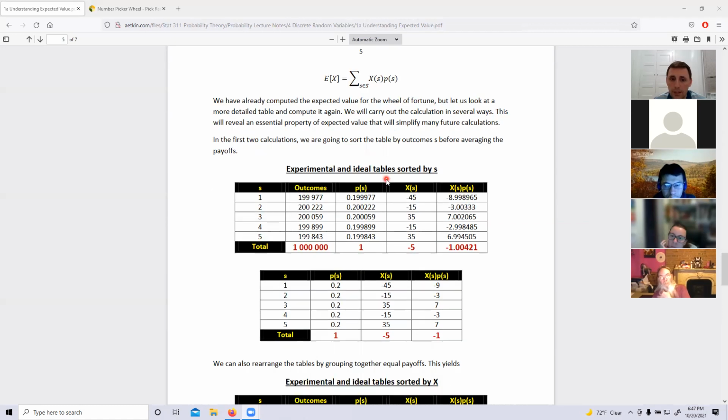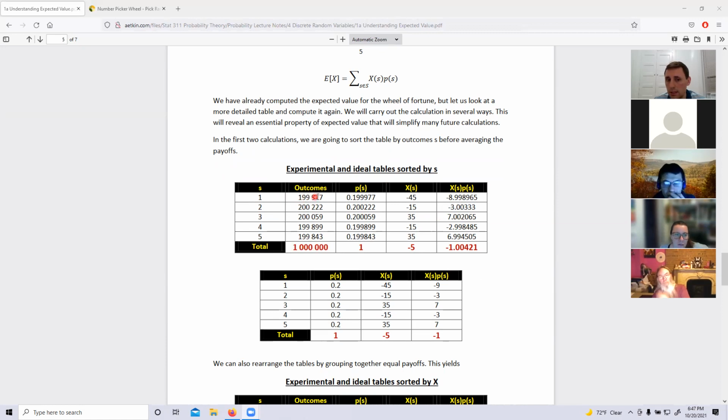What's going to happen if I sort it by the first column? Well, this is the experimental value. I took it from column 3 with 1,000,000 outcomes. So imagine I simulate 1,000,000 outcomes. So 1 happened this many times, 2 happened this many times. Altogether, we had a million games, right?